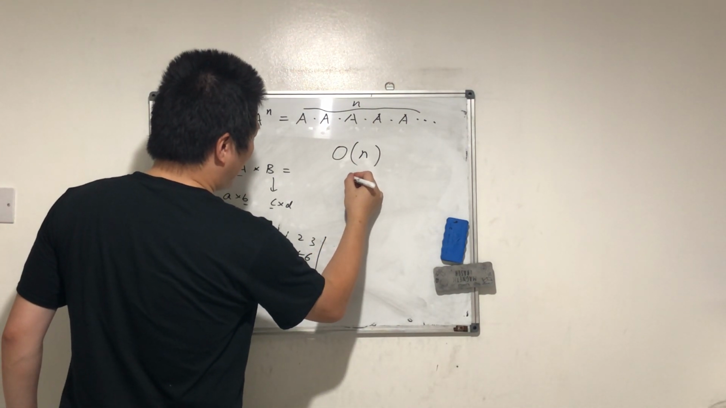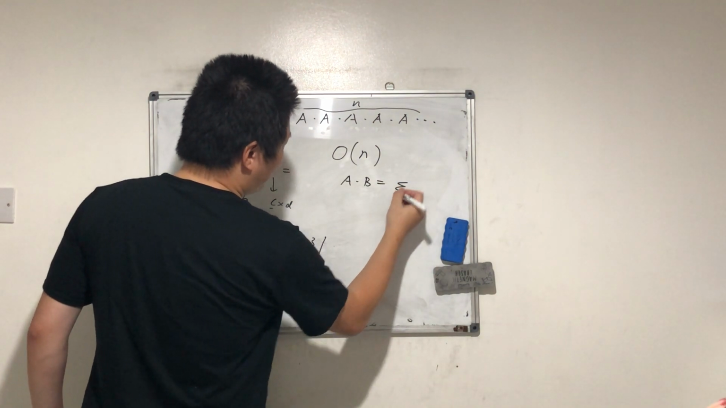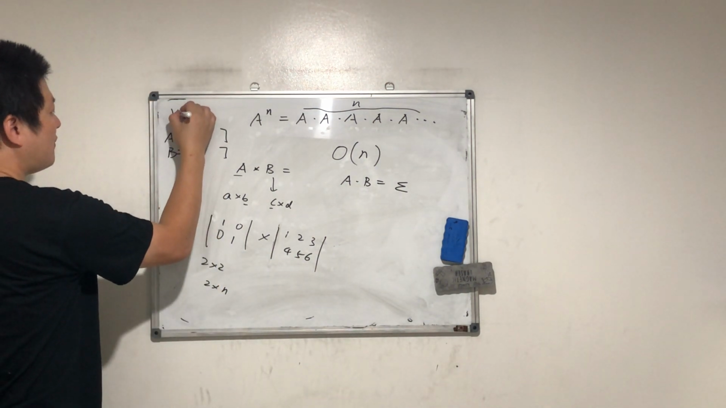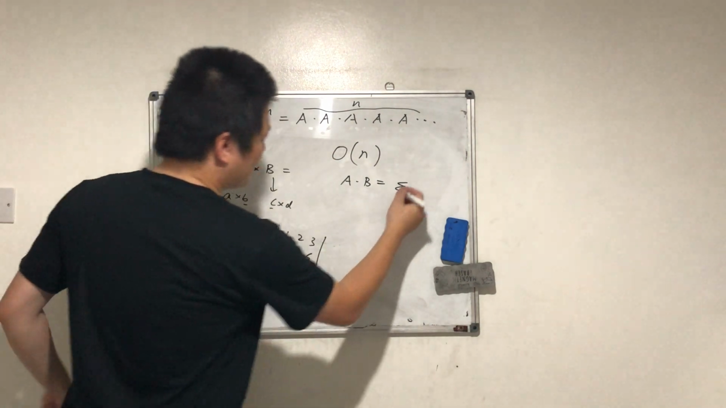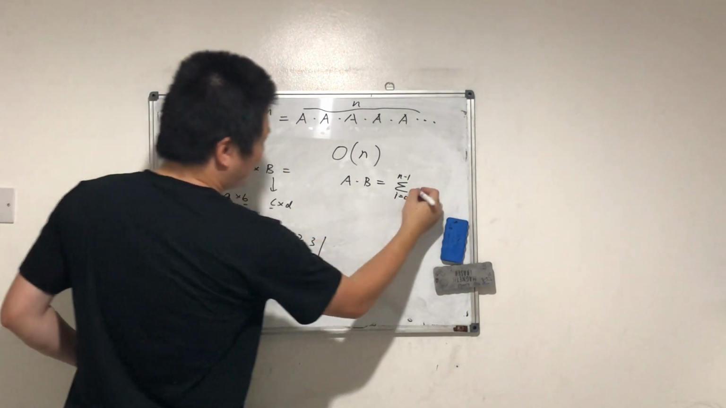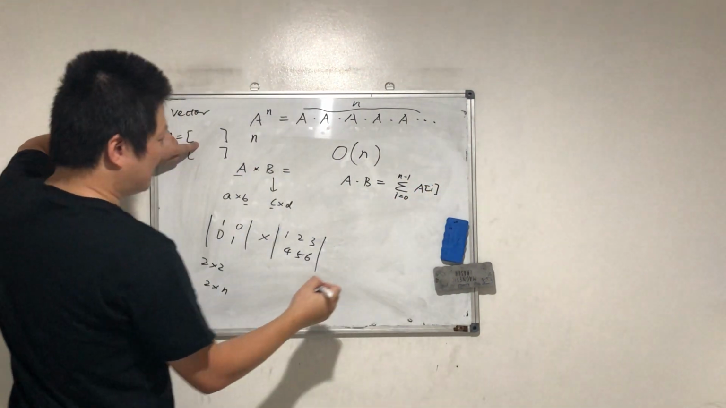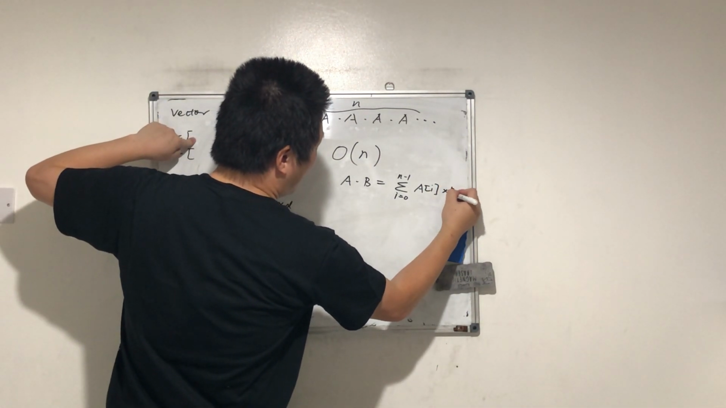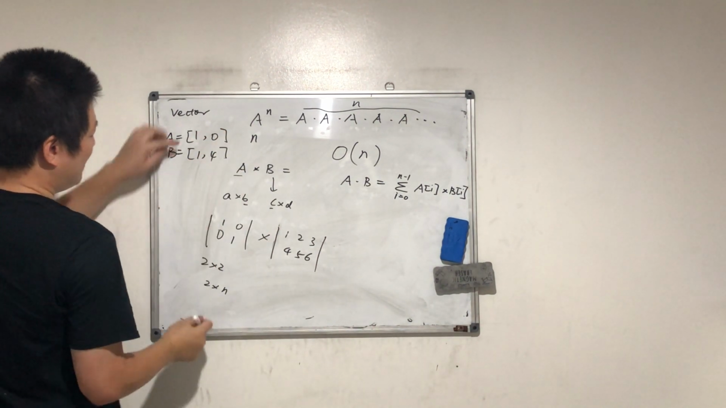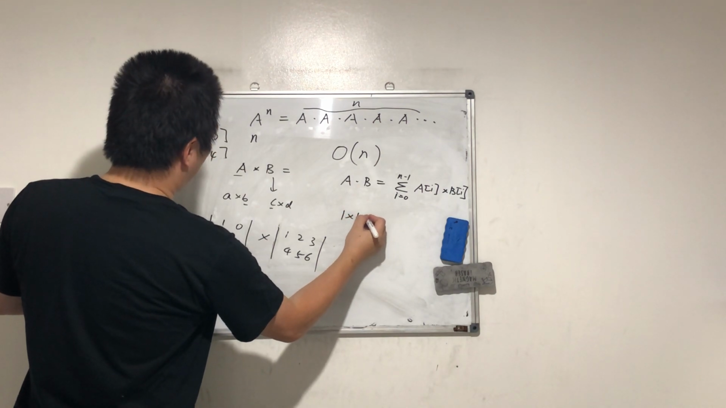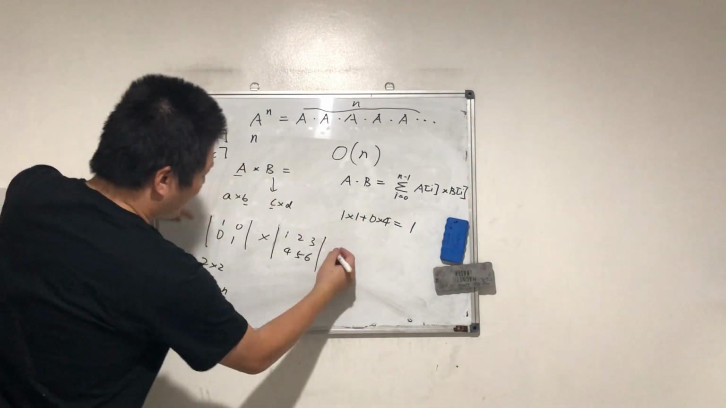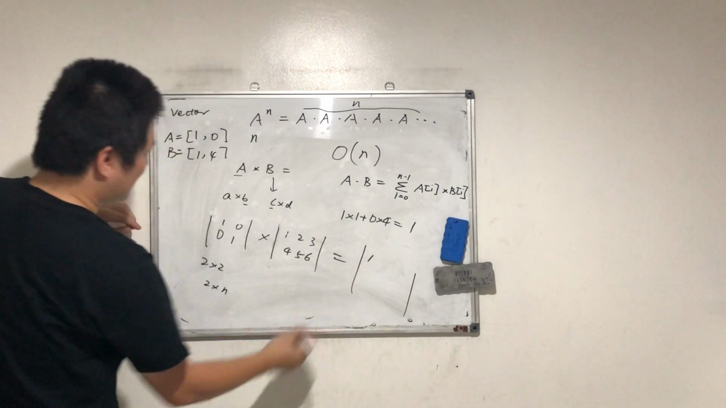So for example, a times b equals the sum; here a and b are not matrices, they're arrays, lists, vectors. We do the dot product, so it's the sum of i equals 0 to n minus 1, if there are n elements, of a_i, the element at index i, times b_i, and then we sum it together. So for example, 1, 0 and 1, 4: the dot product would be 1 times 1 plus 0 times 4, which is 1, right? So we put 1 here.